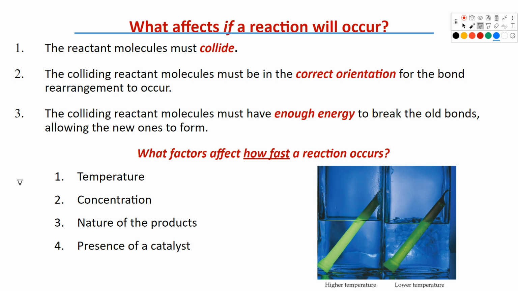Number 2, the molecules must be in the correct orientation for the bond rearrangement to occur. They can't just hit on one side and bounce off. So they have to hit in the correct spot for the bond rearrangement to occur. Number 3, they have to hit with enough energy to break the old bonds and allow the new bonds to form. This amount of energy that they have to hit with is the same as the activation energy. So we've got collisions, correct orientation, and energy.